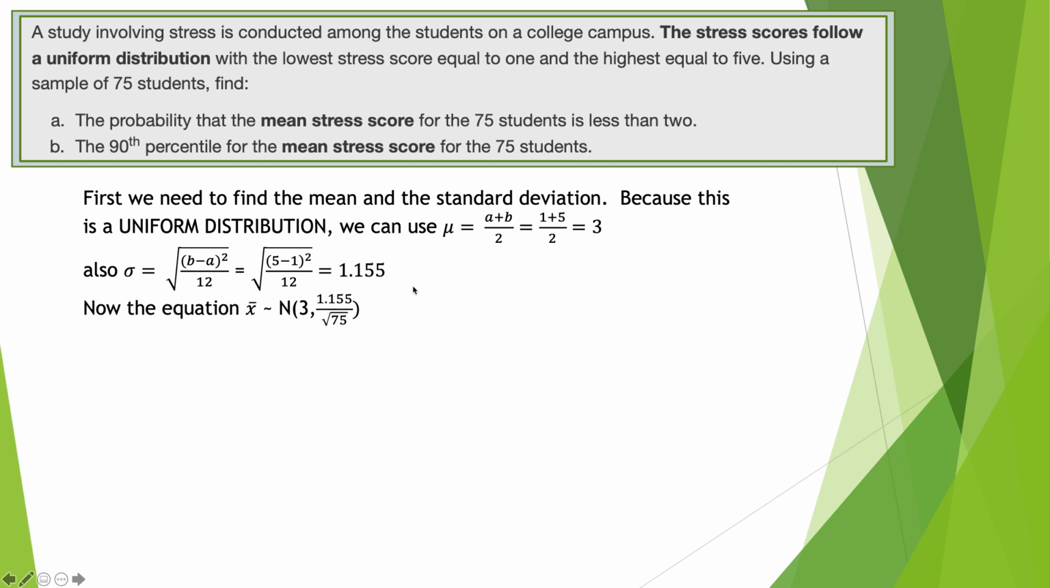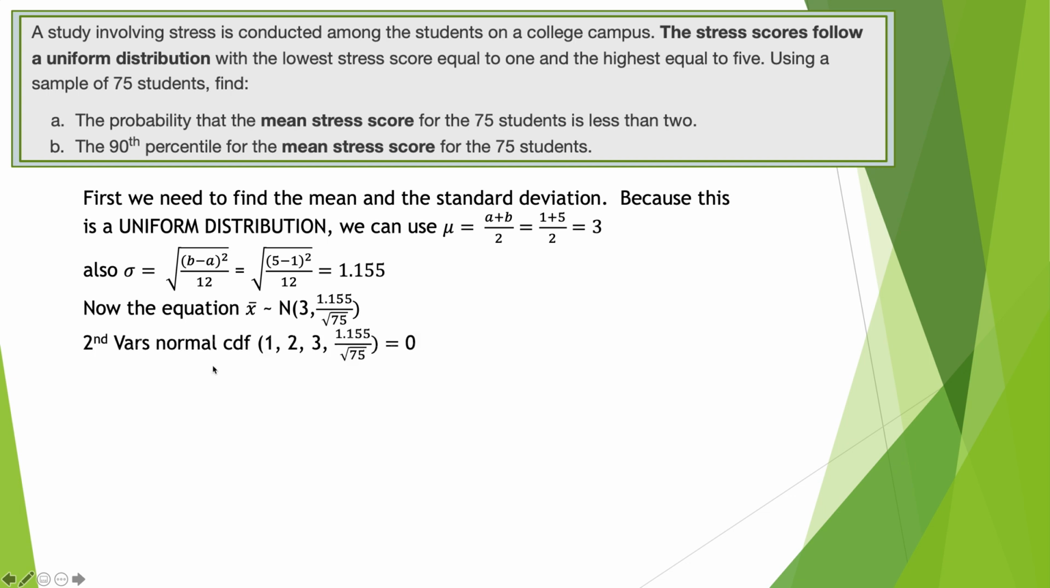1.155. And I put all of that into my sample means normal distribution formula, okay? N is what means normal distribution as opposed to uniform. So I have 3 as my mean and 1.155 divided by the square root of 75, because we always have the square root of n here, like in sample error.